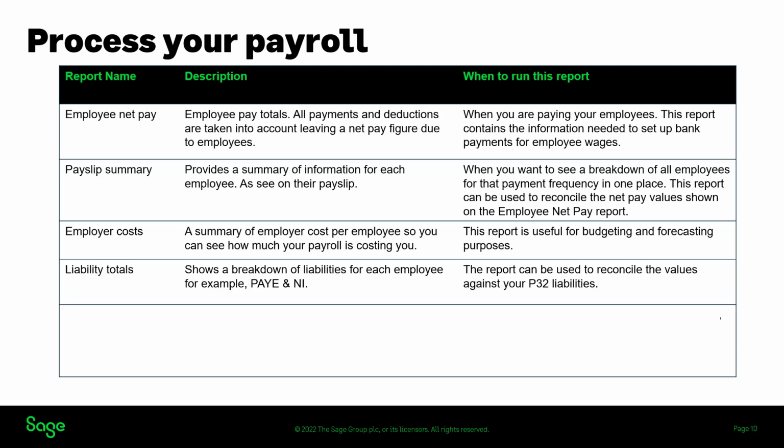The P32 report gives you a value at the end of the month or quarter, depending on how often you pay HMRC, and tells you the PAYE, national insurance, etc. for that full month or quarter. However, if you run a weekly payroll, you might want to run this liability totals report so that you can reconcile each week and check that amount against your P32.